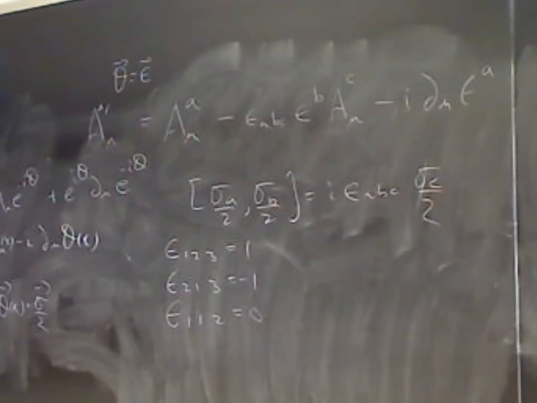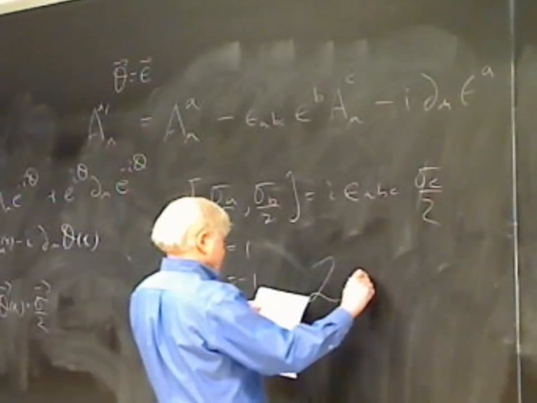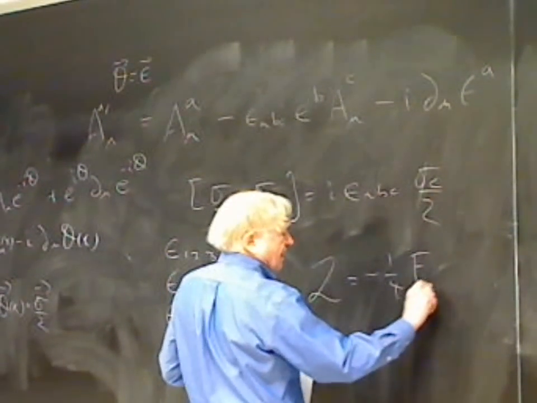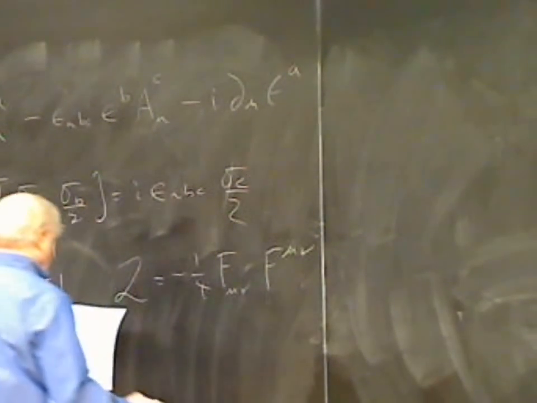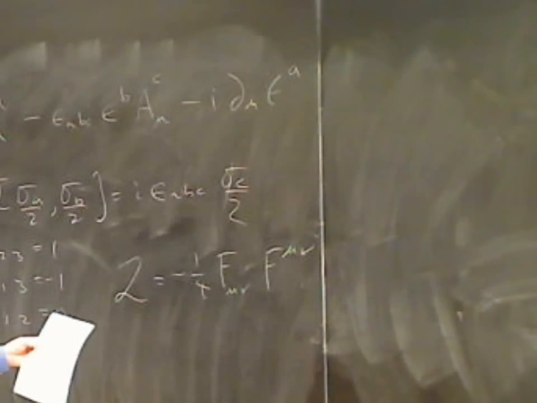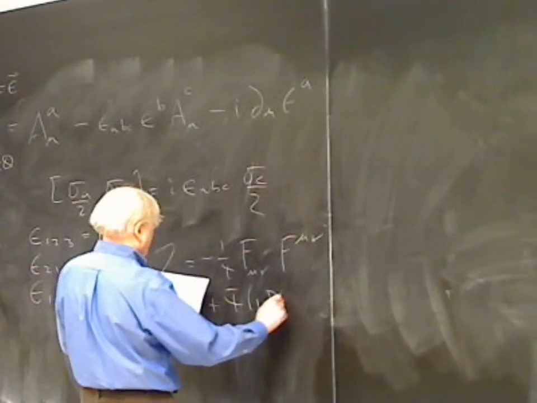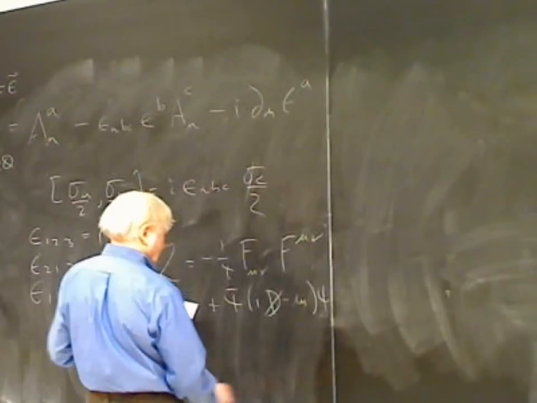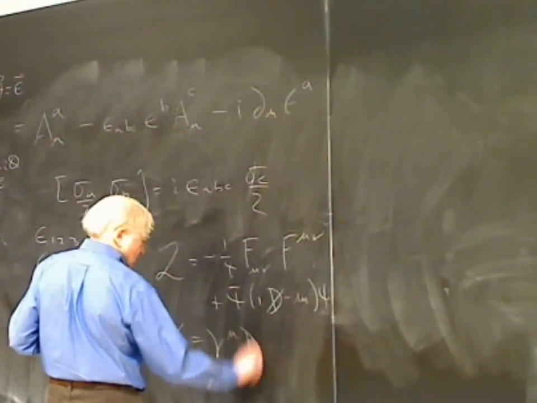Let me just say what the action then is. In electrodynamics, this Lagrange density is minus a quarter F mu nu F mu nu. And then it's also plus psi bar, what's called I d slash minus m psi. This d slash is Feynman's notation, gamma mu d mu.